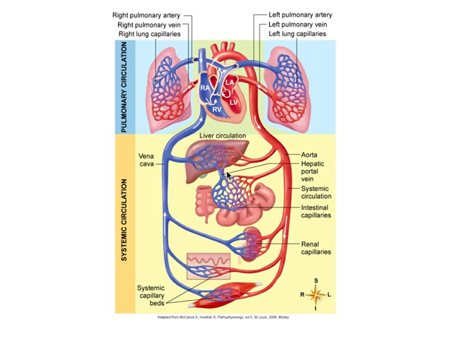Let us discuss the blood vessels. The human circulatory system is a closed delivery system that begins and ends at the heart.